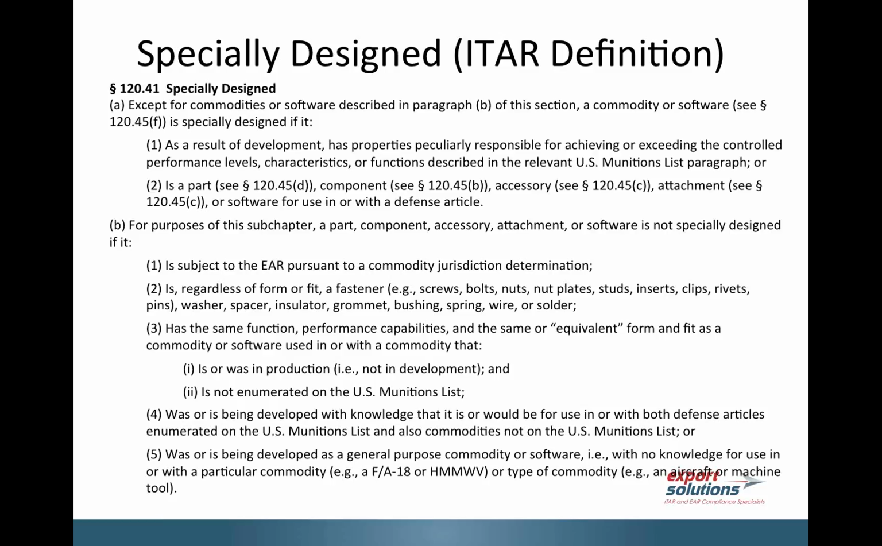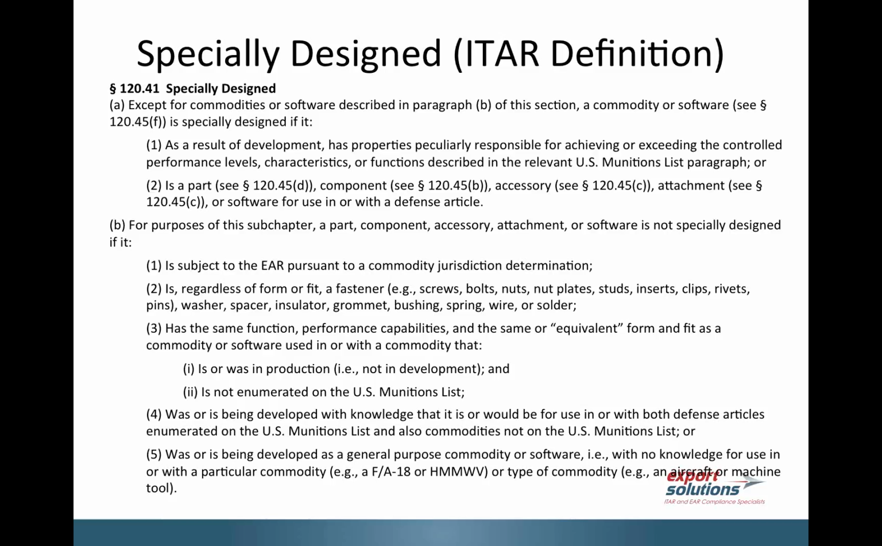However, now you have to go to B, the release part. Regardless of meeting criterion A, is this item subject to a commodity jurisdiction that has moved it to the Commerce Control List? If so, then right there you've been released. Again, if it's a fastener, regardless of fit, form, or function, then that's a release point. It is not considered specially designed. If it has the same function, performance capabilities, or equivalent form or fit as a commodity or software used in or with a commodity that either was or is in production as opposed to development, and not enumerated on the U.S. Munitions List, then you're released. So they've made it very, very clear with this catch and release system.